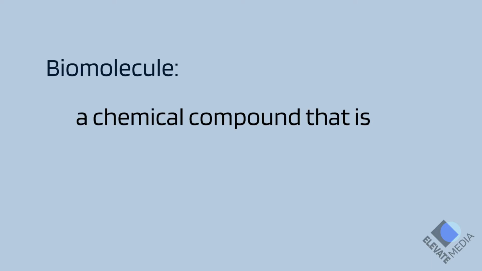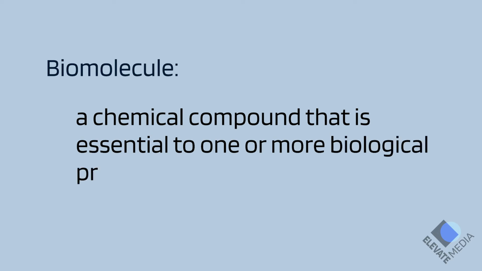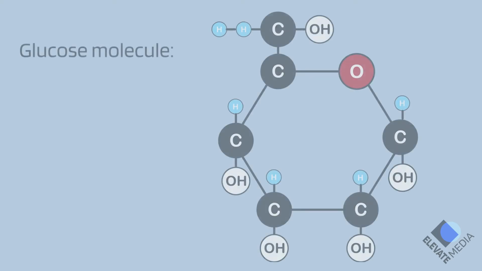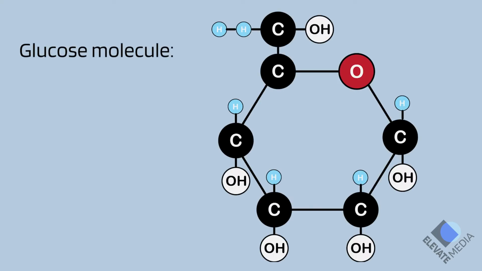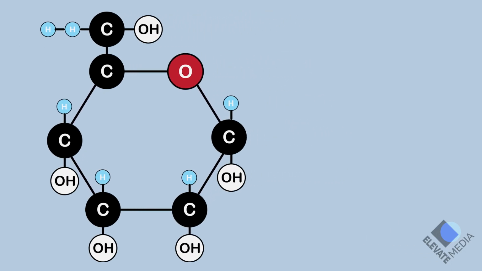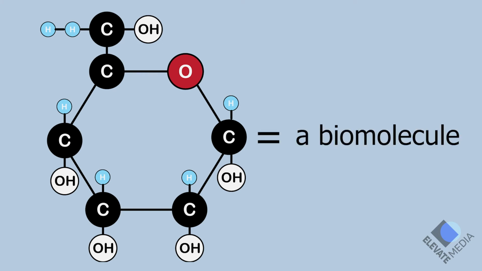Before we start discussing the different types of biomolecules, we must first define what a biomolecule is. A biomolecule is a chemical compound that is essential to one or more biological processes in an organism. Let's look at a simple example. Glucose is a molecule that is most notably essential to cellular respiration and photosynthesis in organisms. Since these are biological processes within an organism, glucose would be considered a biomolecule.